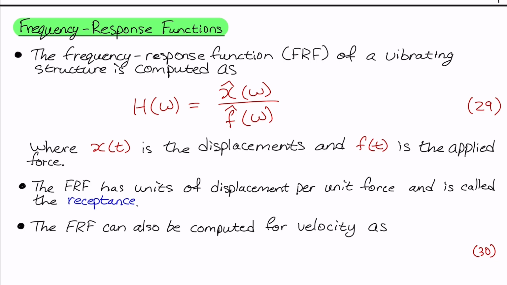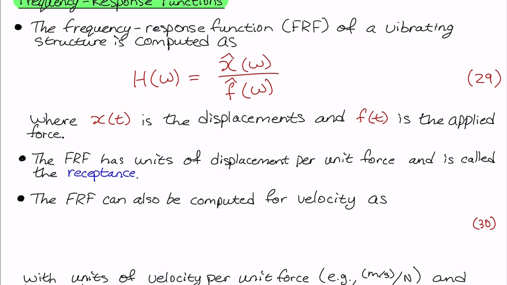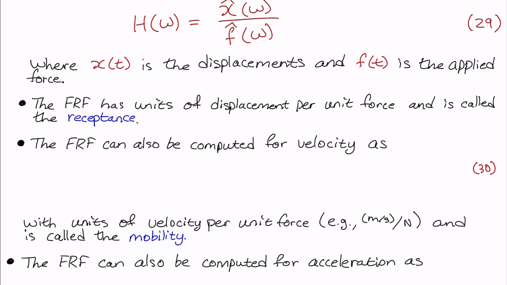So this is the most basic way to define a frequency response function. You can also do things using power spectral densities and cross spectral densities as well. We're just going to use the simple definition shown here. And you can do a whole bunch of different things, especially if you have multi-input, multi-output types of testing as well. All right, so in this case, the frequency response function, as defined here, has units of displacement per unit force, and it is called the receptance of the structure.